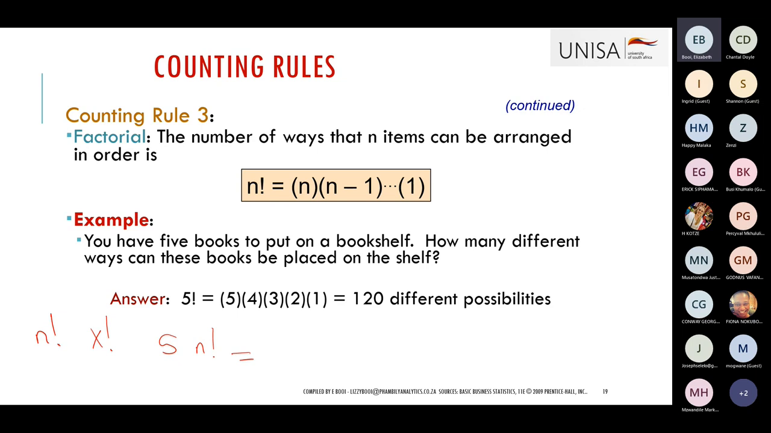And that's how you calculate the number of ways you can take out books from a library. So if I need to place 5 books on a bookshelf, how many ways can I do that? 5 times 4 times 3 times 2 times 1. And that is 120 ways.